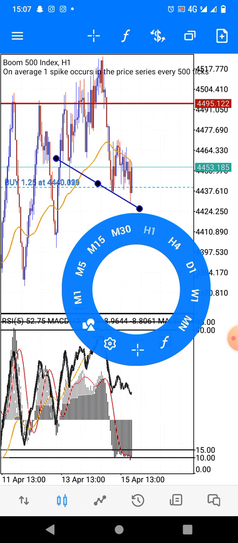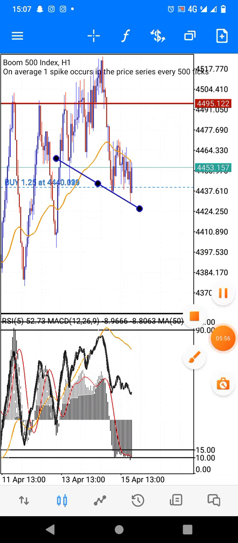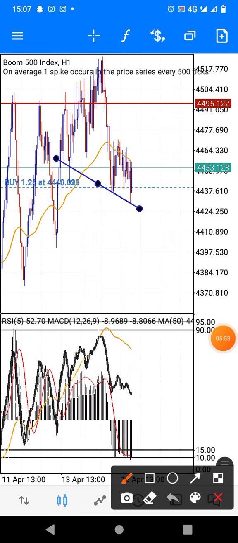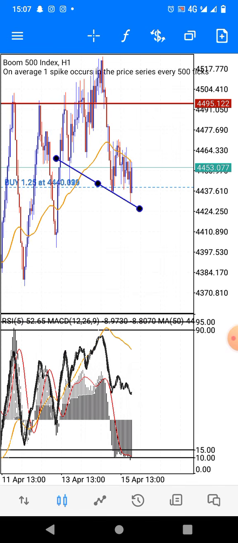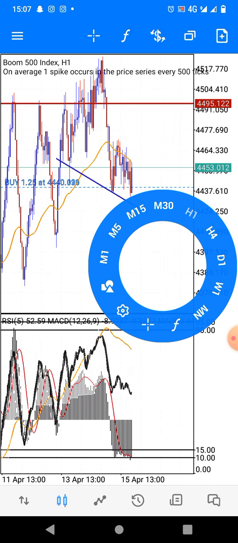We had a first touch, then we had a second touch, and we have this third touch. So when it happens like that, what do you expect? You expect the market to push to the upside back. So based on that, I was expecting it to spike.